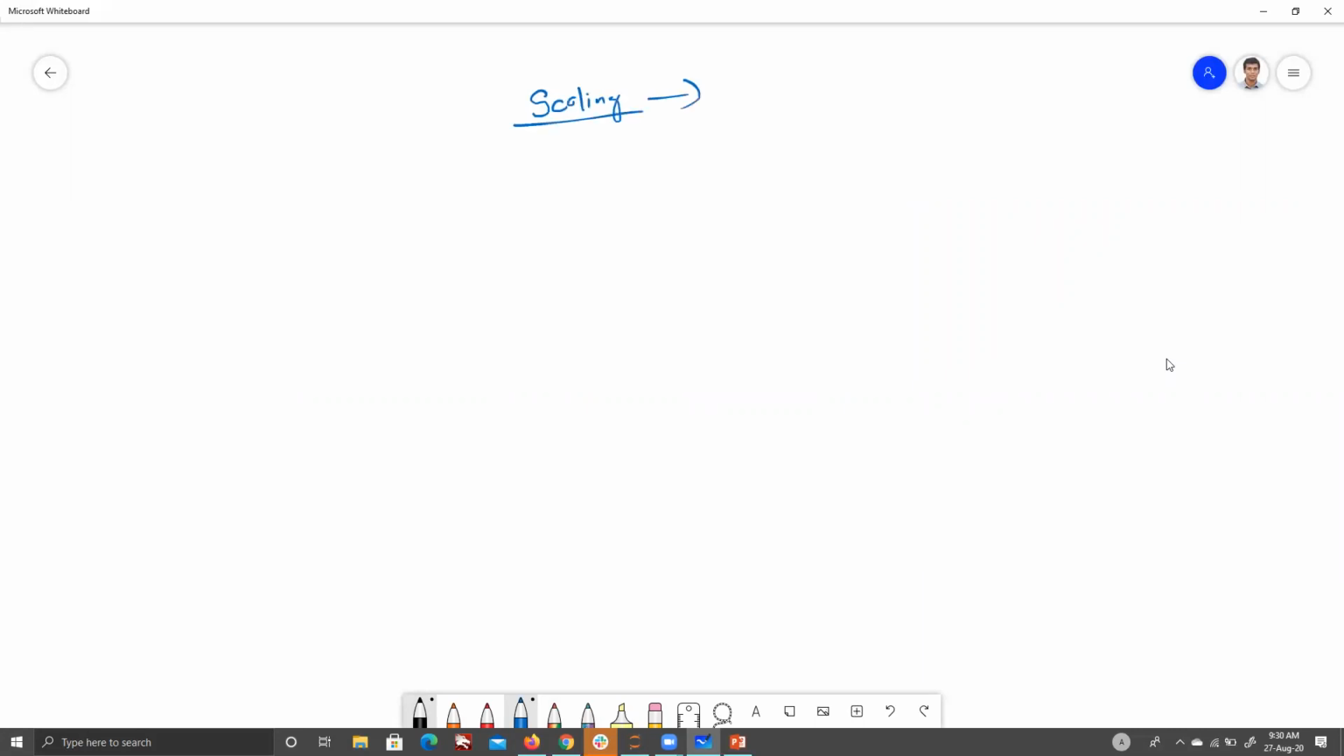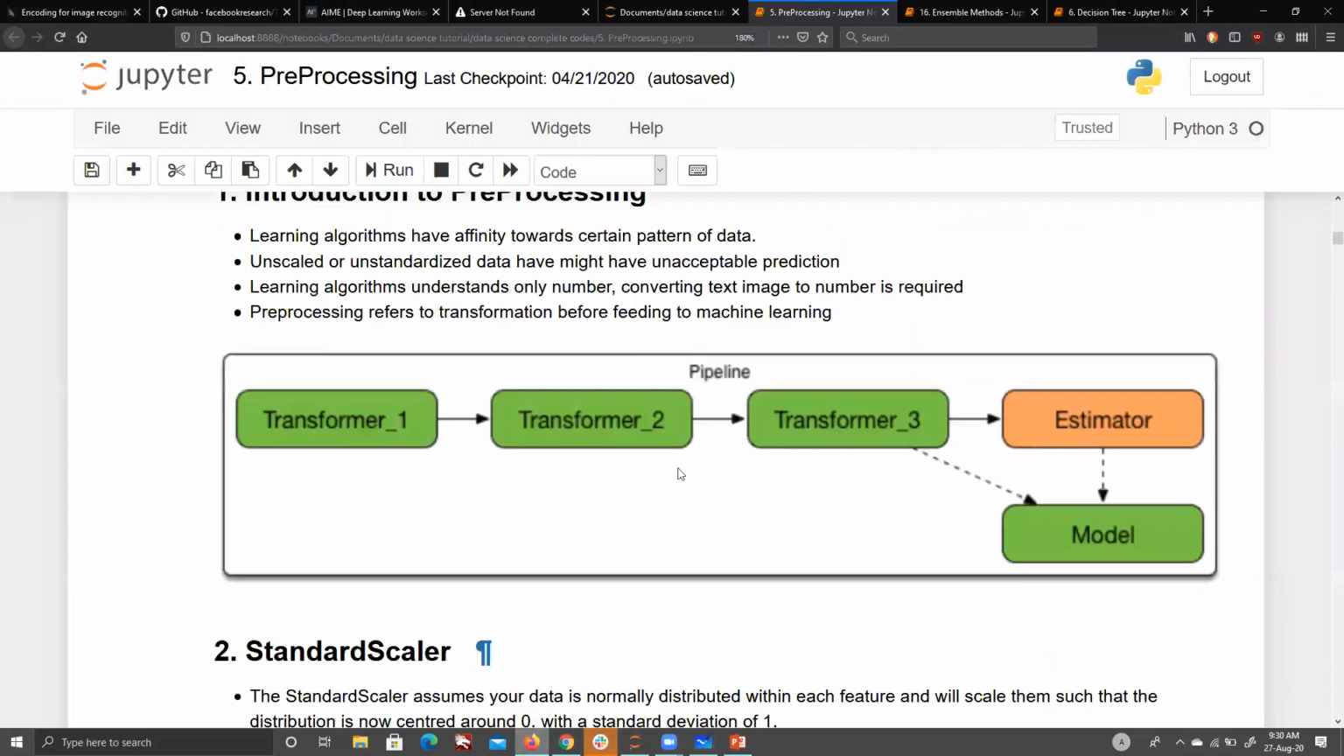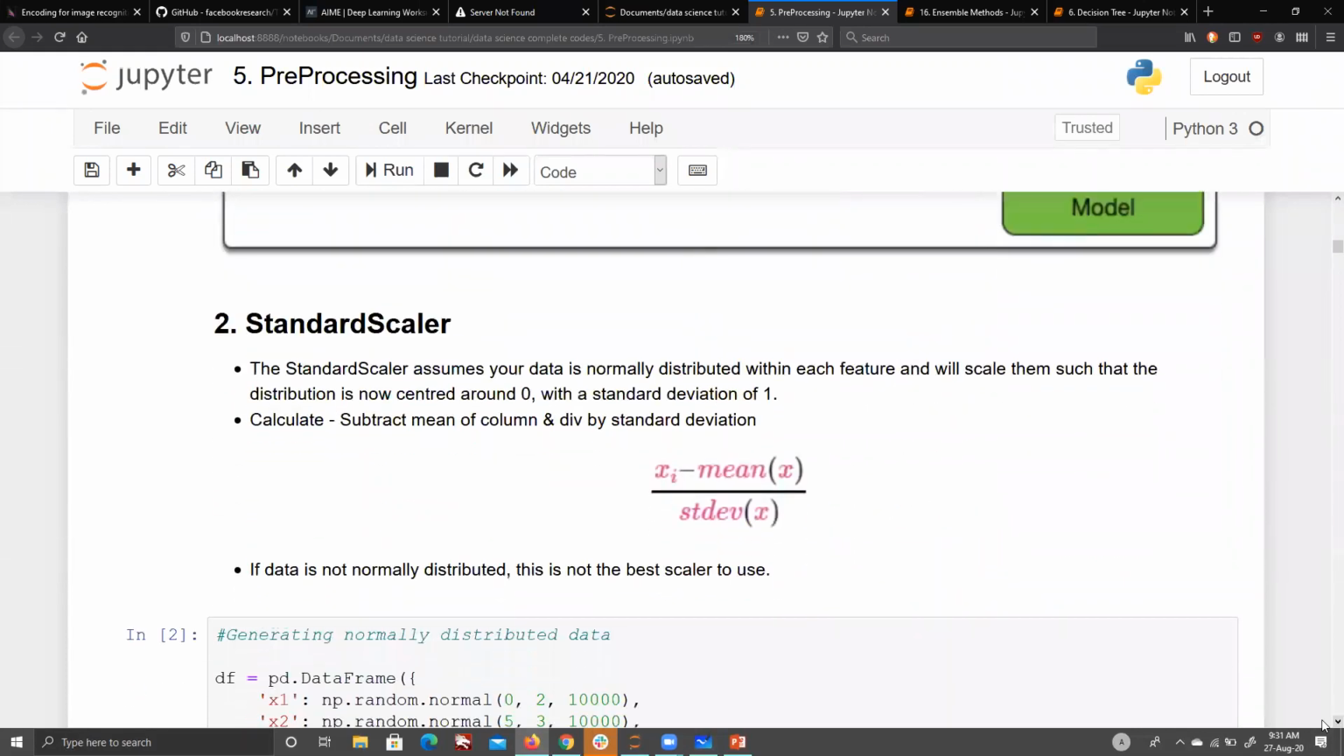So the very first thing that we have to learn is something called scaling. Okay. So let's go one by one. The first scalar is called standard scalar. Now the standard scalar assumes your data is normally distributed within each feature and will scale it such that the distribution is centered around 0. The scaling is happening column by column. Remember this part, because someone might ask where you got the mean and standard deviation. It is column by column. So subtract the mean of the column and divide by the standard deviation.